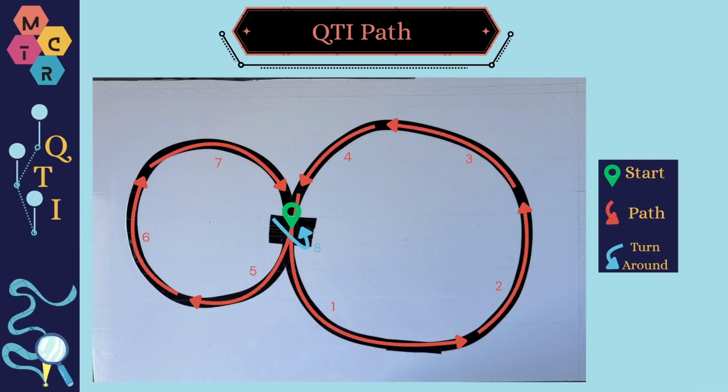The final project was about QTI line tracking that involved the robot going counterclockwise around the left circle and then clockwise around the small circle back to the starting point in the middle that made a turnaround.